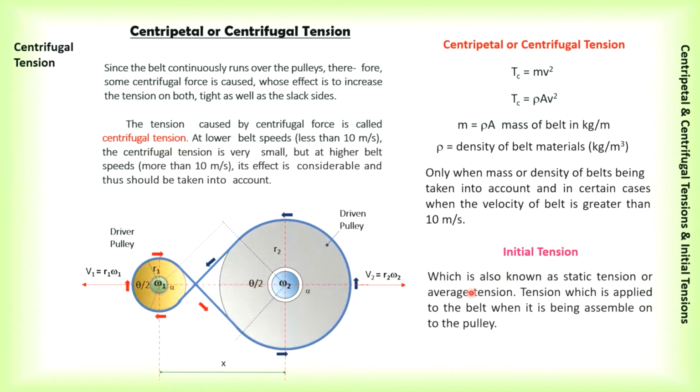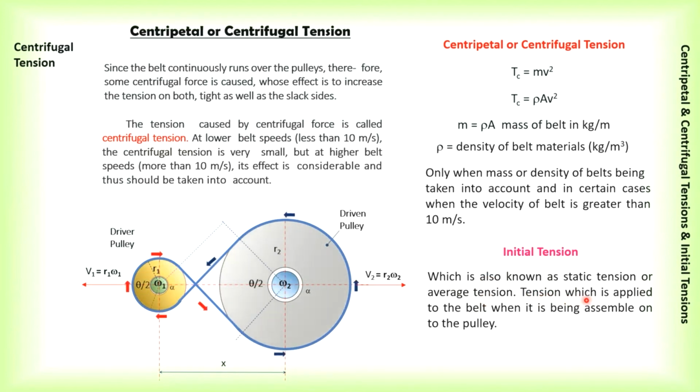So initial tension is also known as static tension or average tension. From the definition here, when we say average tension, that means you are taking the average between T1 and T2. So for initial tension, you usually take T1 plus T2 over 2.